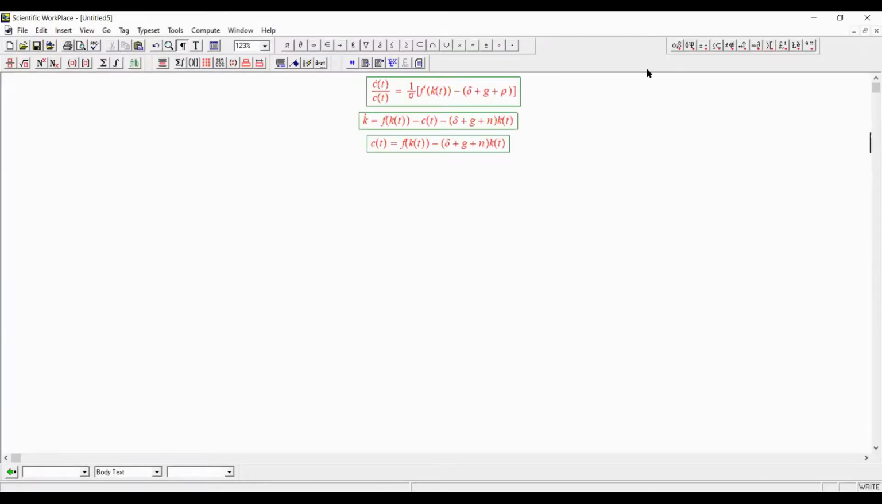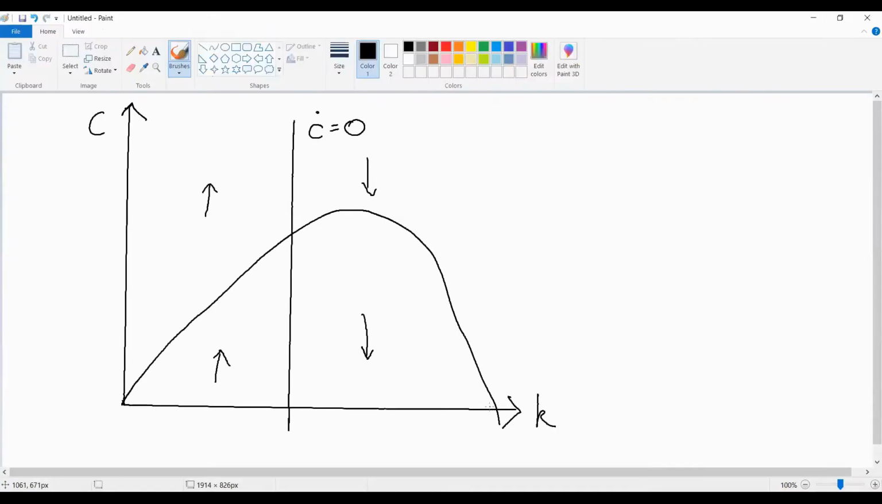Now, going back to the equations, this equation assumes that K dot is 0. So if C is higher than that, it means K dot must be negative. And if C is lower than that, then K dot must be positive. So that tells us about how to think about how K is going to move.